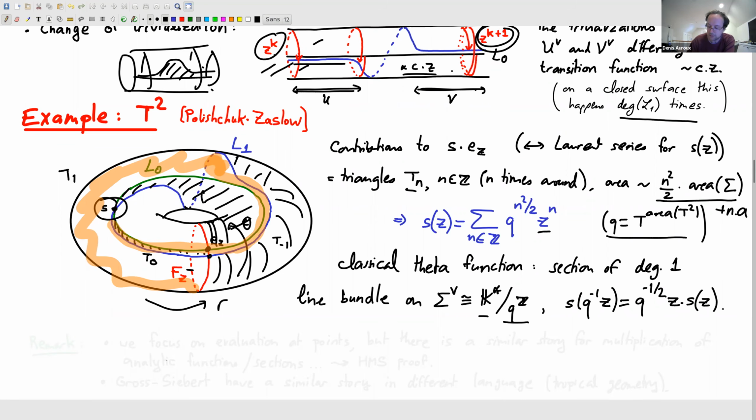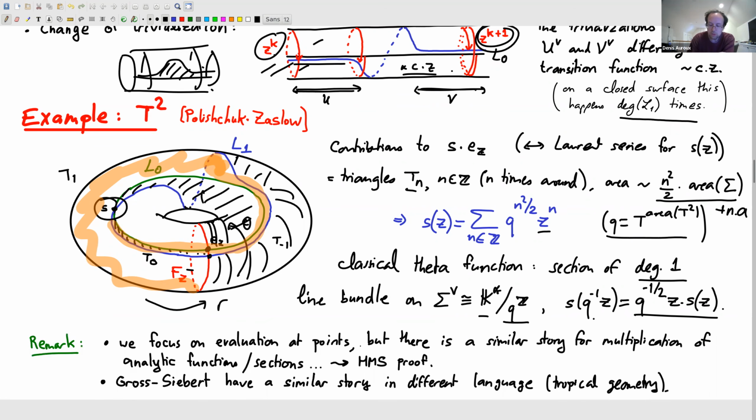Okay, and so it satisfies some transition function, which is the transition function of this particular degree 1 line bundle. That's kind of the change of trivialization thing that happens when you go all around the torus. Okay. So here I'm focusing on evaluation at points, but there's a similar story and geometry for multiplying functions with each other. And so when you want to prove homological mirror symmetry, you can really just do these very concrete calculations in this low dimension.